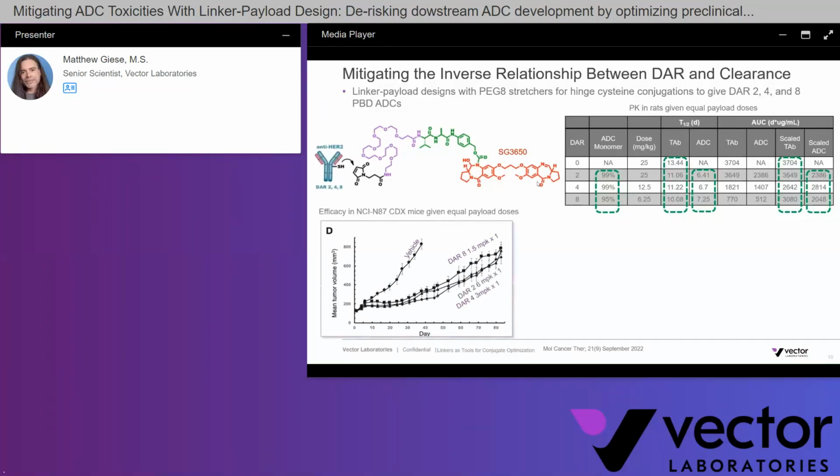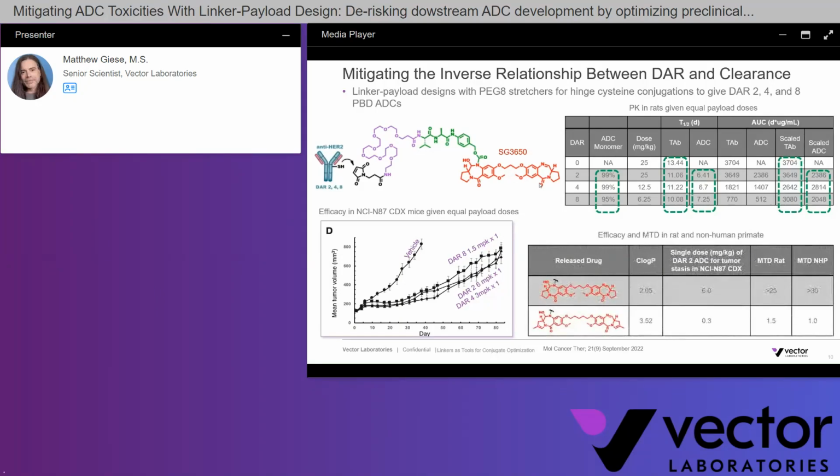When these conjugates were screened at subcurative equal payload doses in xenograft models, they were also equally efficacious. So again, this indicates that the high drug loading did not accelerate that non-specific clearance and decrease efficacy. Finally, tox studies revealed that the maximum tolerated dose in monkey was 5-fold greater than the efficacious dose, and that's compared to 3-fold greater for tesirine.